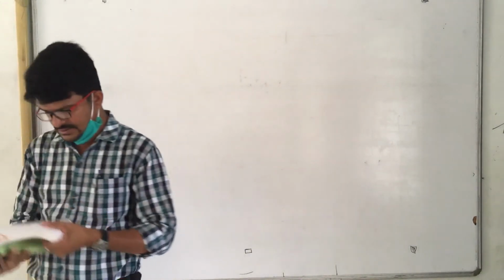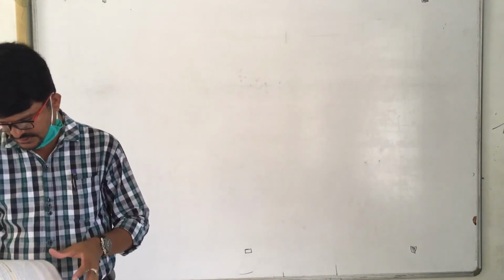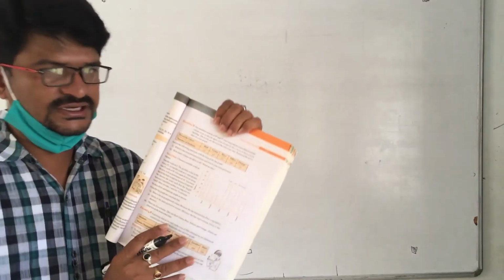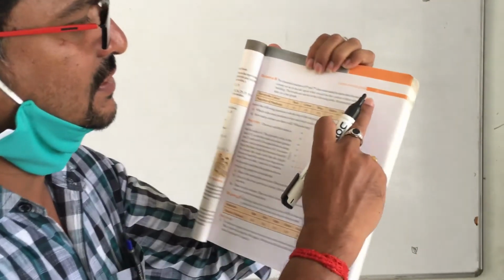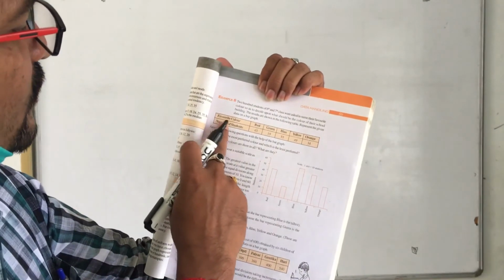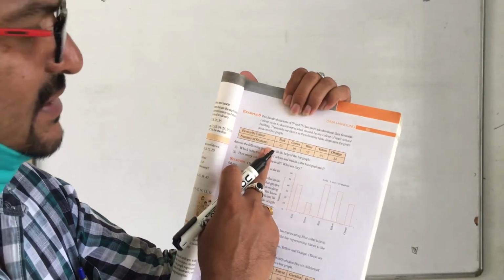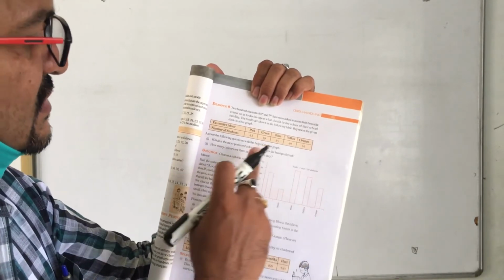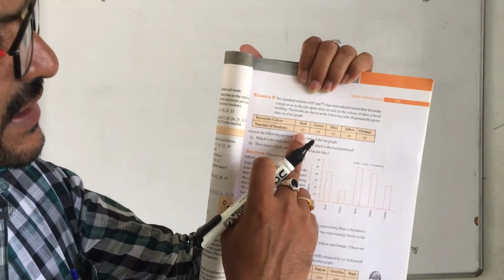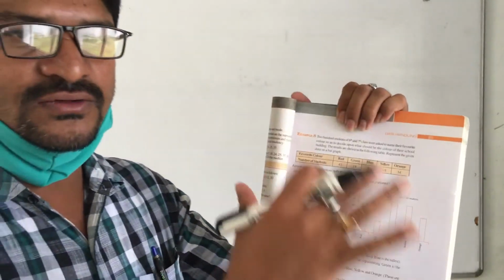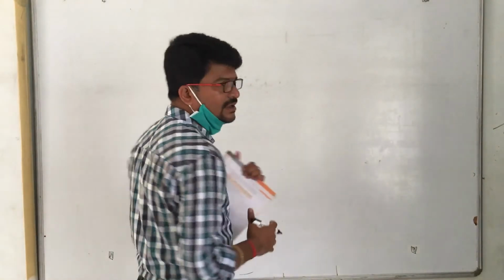Now, if you observe this one, see, children, this is the question. If you observe this question, example 8, look here. Favorite color, number of students. Here, how many colors are given? Red, green, blue, yellow, orange. Number of students, how many students like red color? 43. And green color? 19. Now this data I am going to represent on a bar graph.